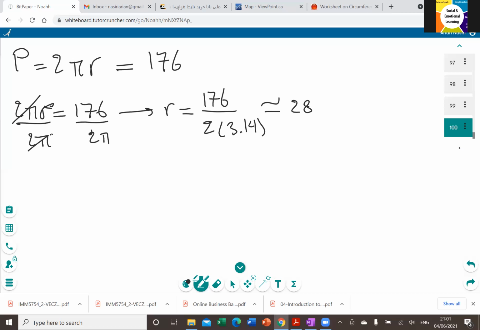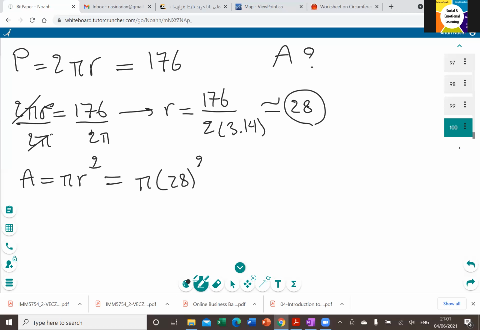Now, the question is calculating the area. Now we say area is pi r squared, right? So pi r squared, and now that we know the r, we just put it into the calculator. So it's going to be pi times 28 squared. And what is the answer again? Oh yeah, rewrite it. Again, we do the approximation: 2461.